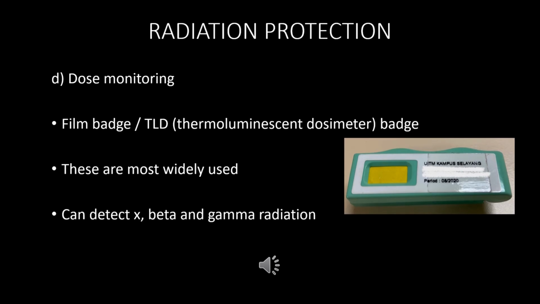Another important aspect of radiation protection is dose monitoring. It is usually done using a film badge or TLD badge. These two are the most widely used. They can detect X-ray, beta, and gamma radiation. This is a picture of the badge used at our department.